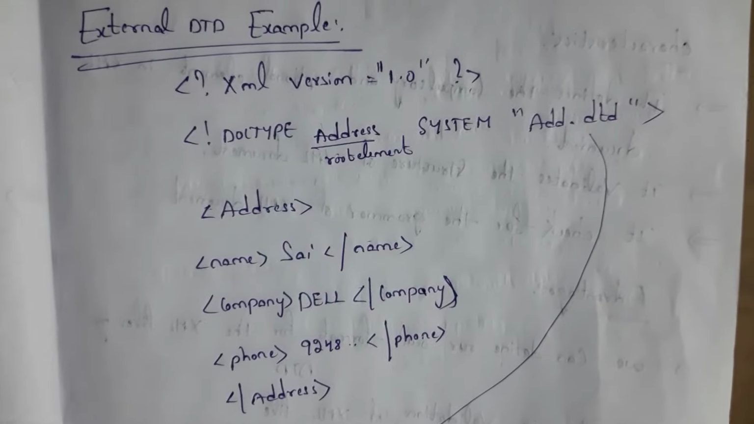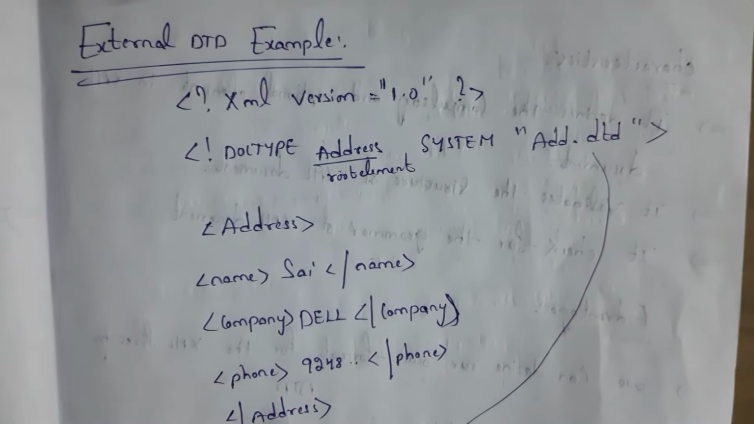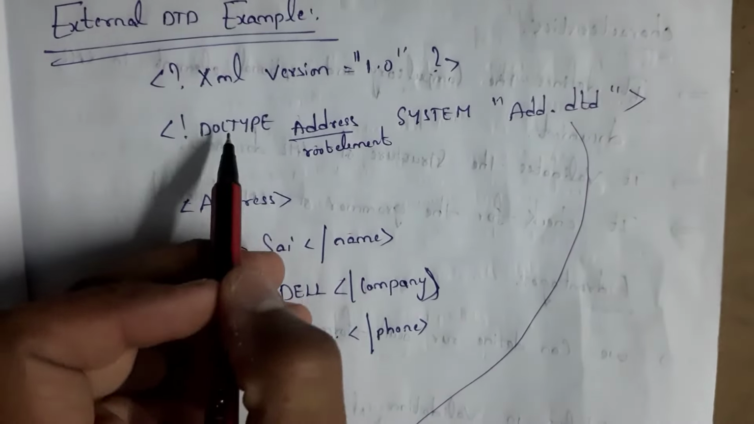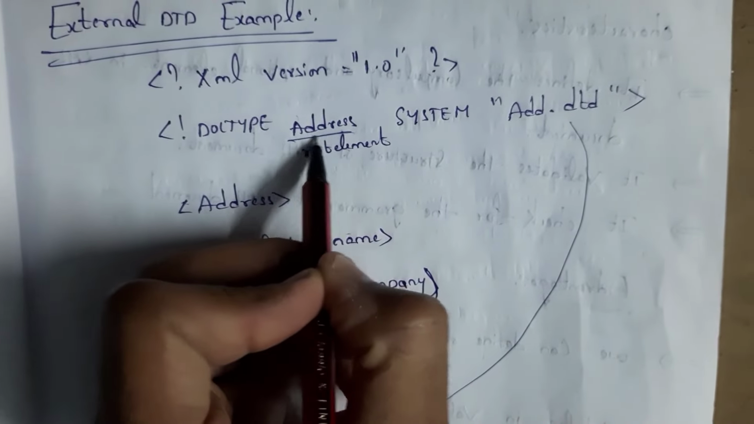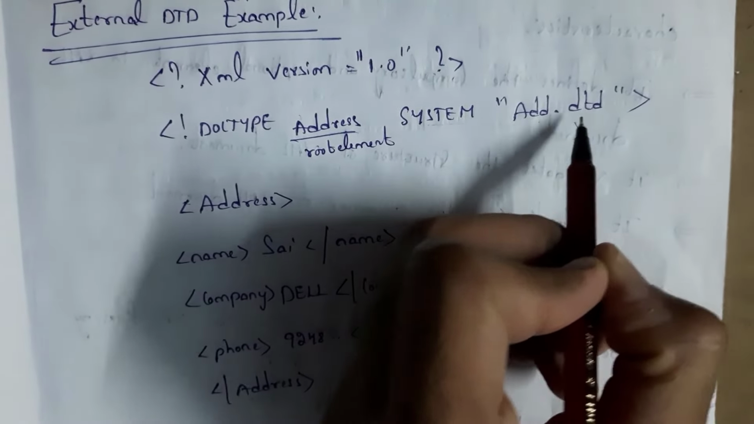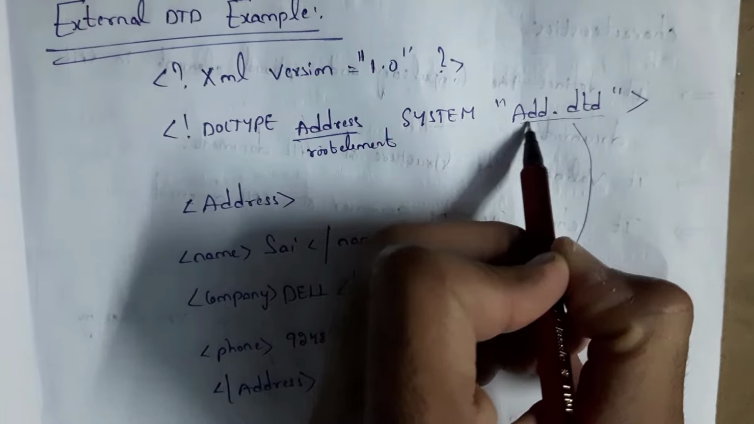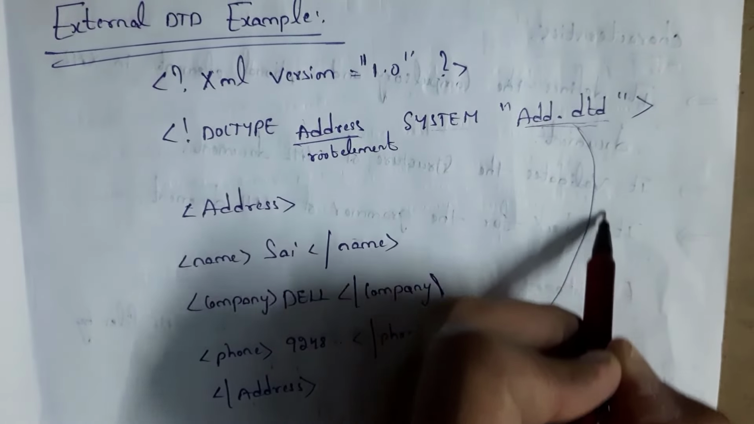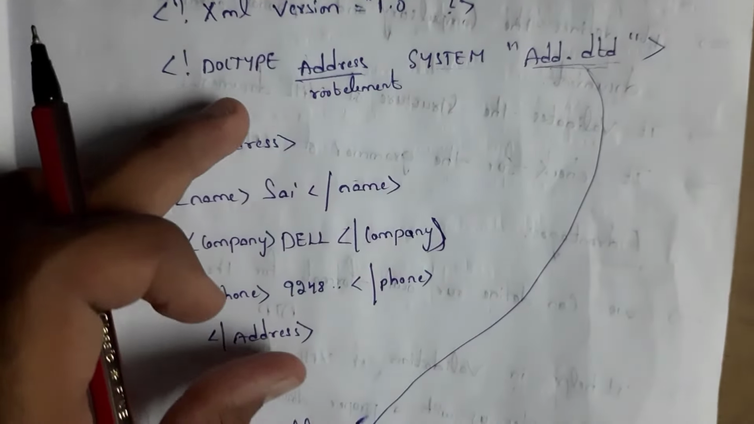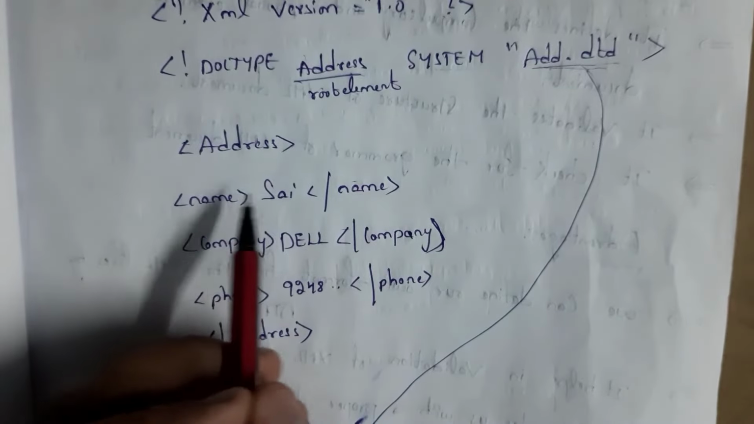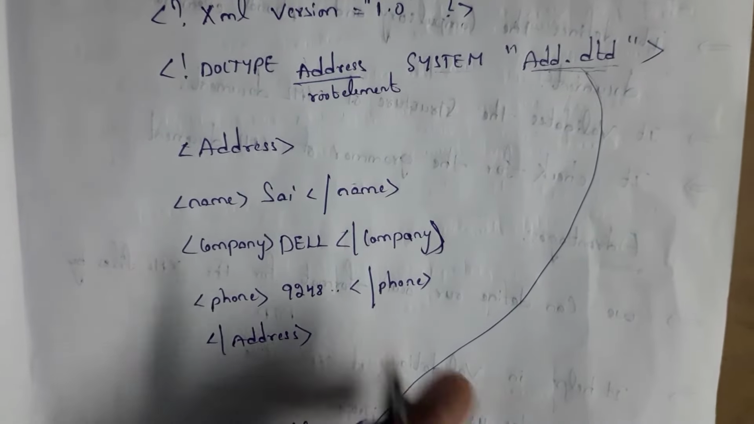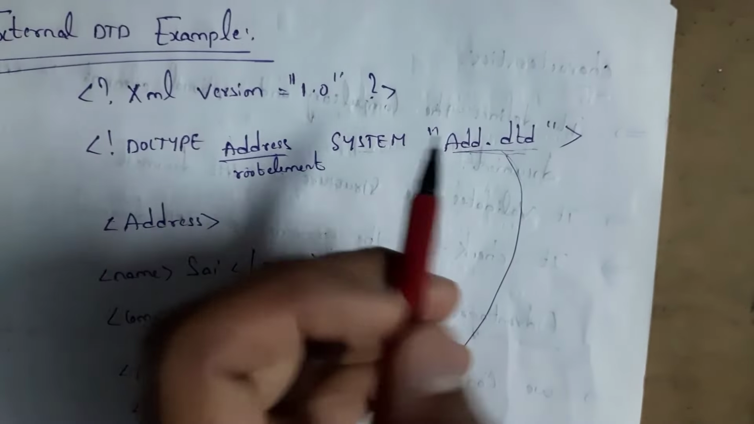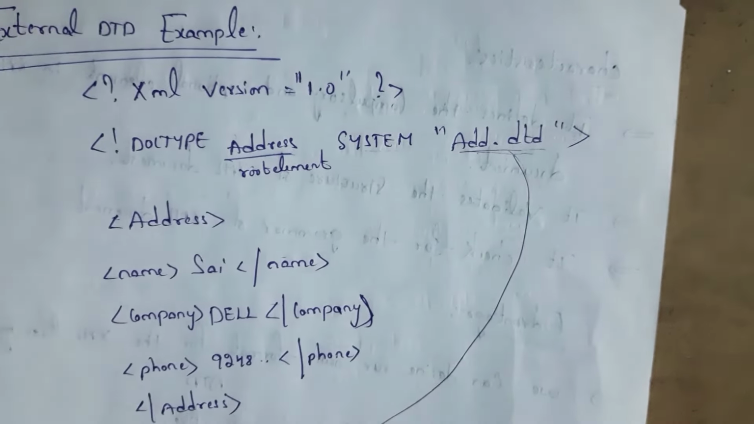This is an example. I took the XML version as 1.0 and document type address, where address is the root element, and system add.dtd. This is another file. For this file again I have to write another program. I took address. Inside address I gave name as Sai, company as Dell, and phone number as 9 to so on. And I need to write a program for this add.dtd.